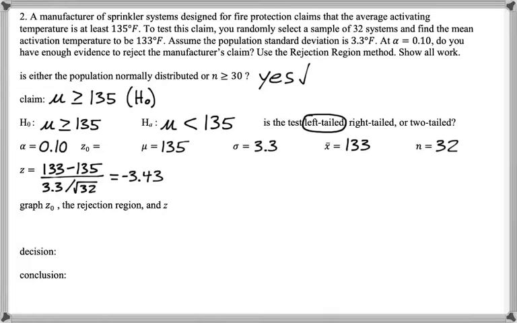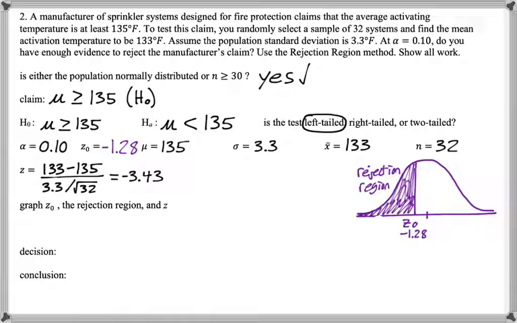Because question 2 is identical to question 1, I've already filled in all of the steps that are the same as the p-value method. So the next steps are unique to the rejection region method. So first we have to look up z0 on the critical value table, and that's equal to negative 1.28.